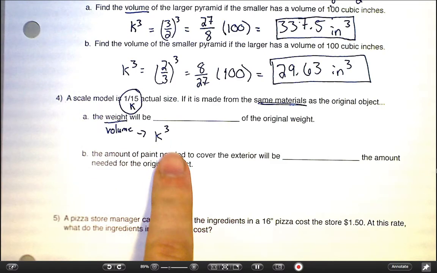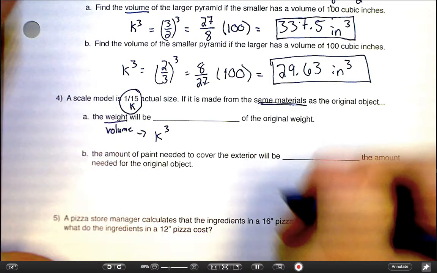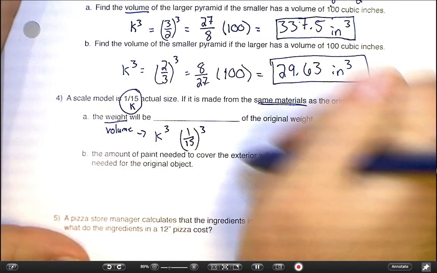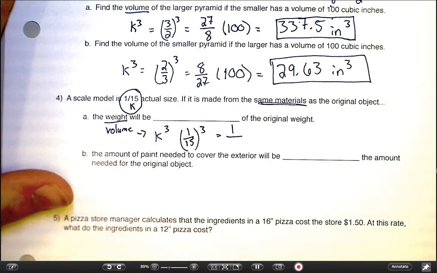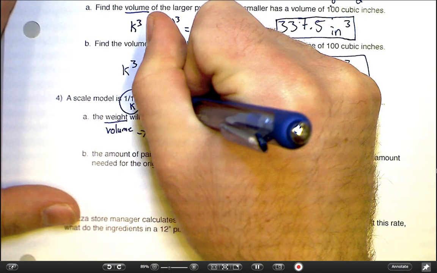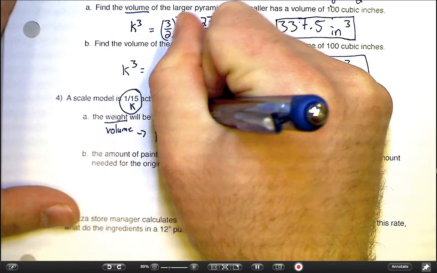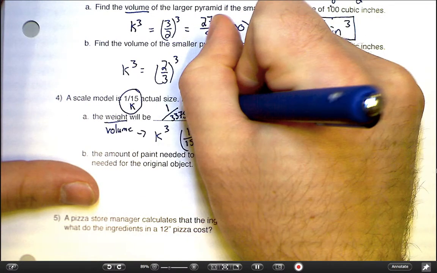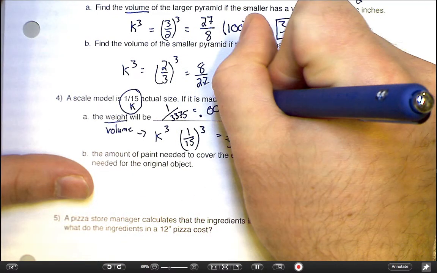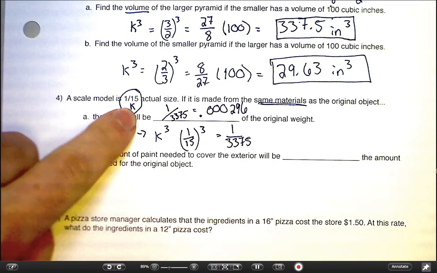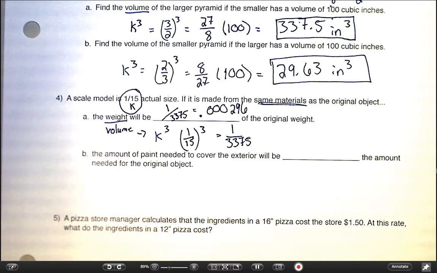Okay, so we want to go ahead and take that cubed value on the 1/15. So this is 1/15 to the third, which 1 to the third is still just 1. 15 to the third is 3,375. So our answer here on the blank is going to be 1/3,375. Or just for the sake of knowing what it is, if you want to divide it out, it is 0.000296. So a very, very small k value. Okay, but if we're talking 1/15, that means every 15 inches is becoming 1 inch. That is a significantly smaller model than the original object.